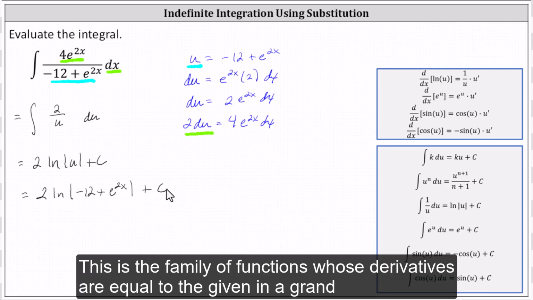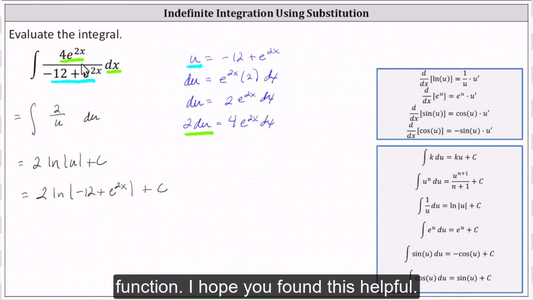This is the family of functions whose derivatives are equal to the given integrand function. I hope you found this helpful.